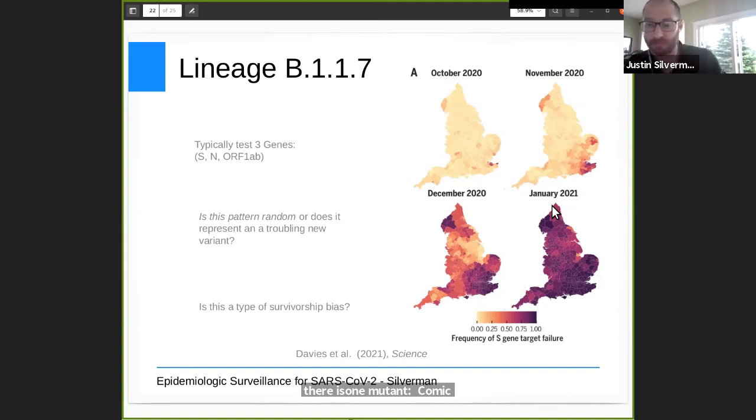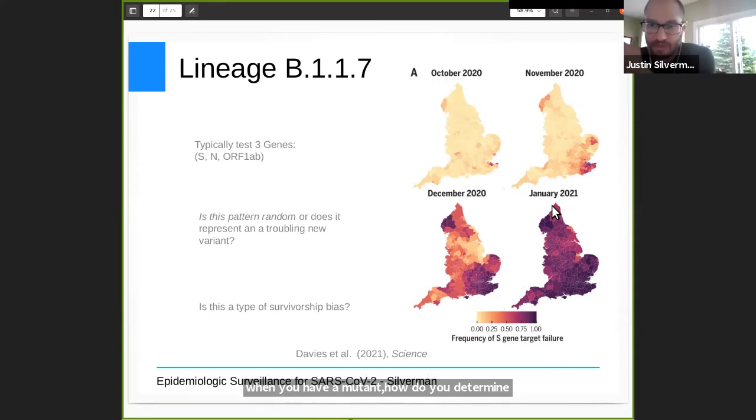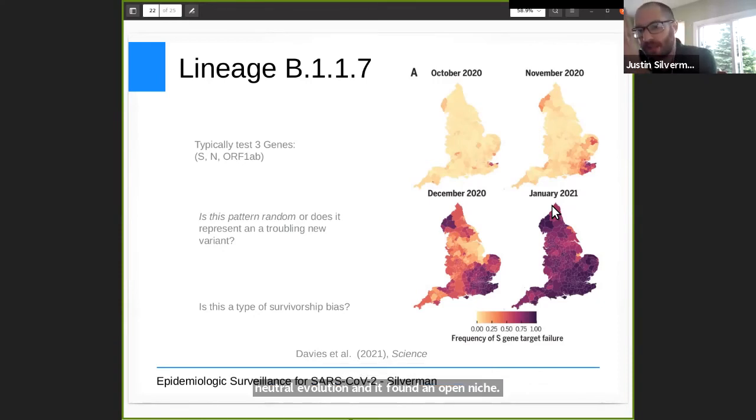The only mutants that we end up really looking for are the ones that seem to bloom in the population. And so there's this question of, when you have a mutant, how do you determine if it truly does confer a selective advantage versus this is just some neutral evolution and it just found an open niche and it's going to burn itself out? So we've been tracking this for a while. We've been working with some people in England in the COVID genome consortium, a number of researchers there.